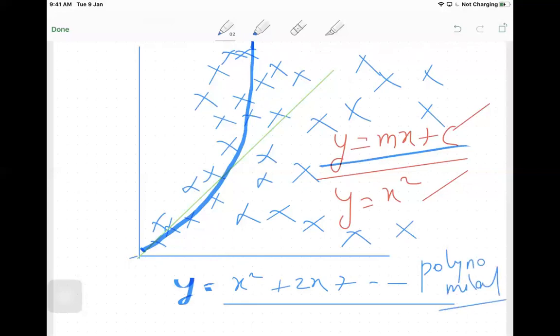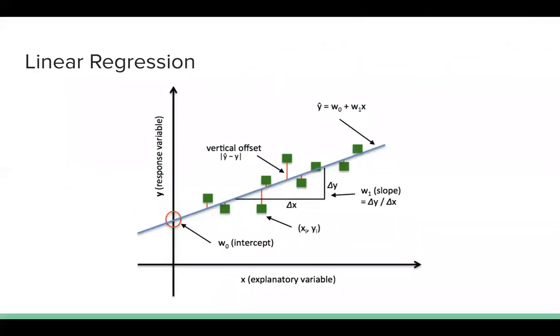Okay. It can be basically a polynomial equation, right? So with that understanding, we'll just quickly go back and see what this linear regression is in some more depth. What I have explained till now is almost everything. So just have a look at this particular diagram to get more understanding.